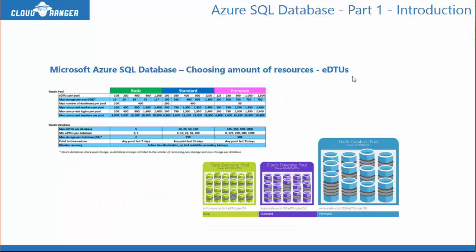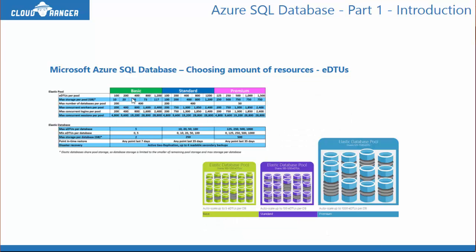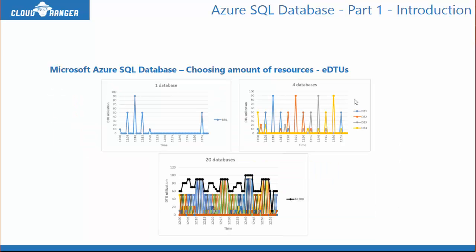So over here, the table for the eDTUs is kind of similar because it has the same tiers, but you can see eDTUs per pool. So in our scenario, if we say that this database is not going to hit 90 all at the same time, we can put them all in the same pool and put basic tier with 100 as the DTU.